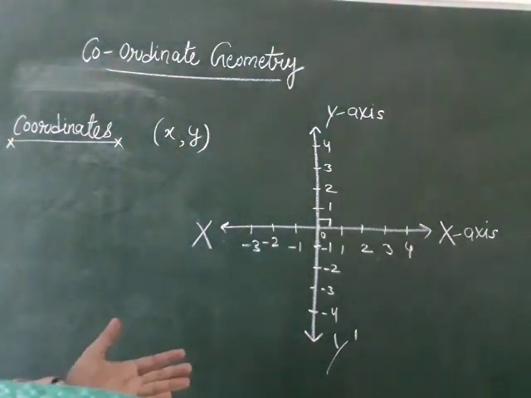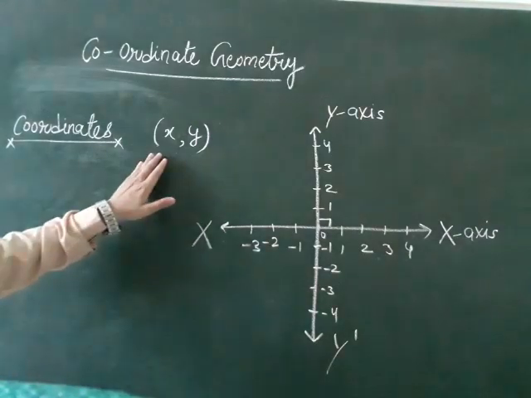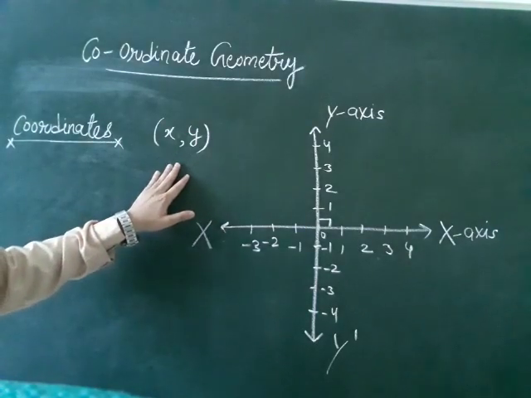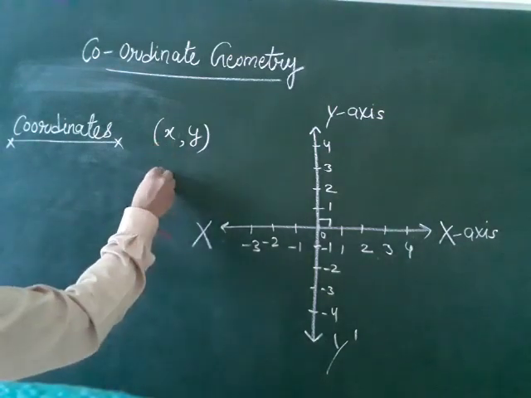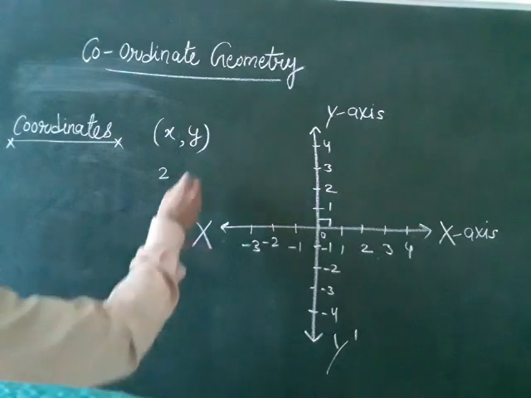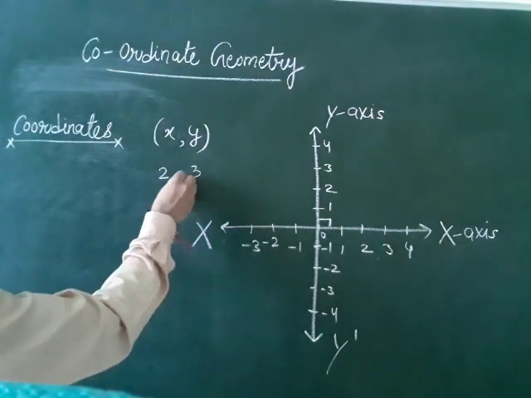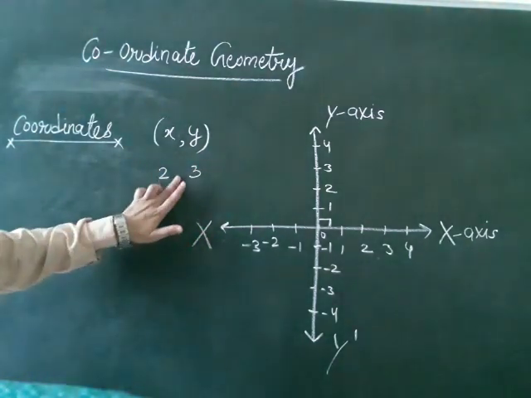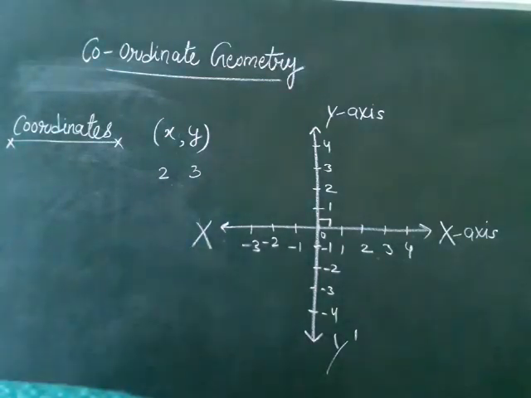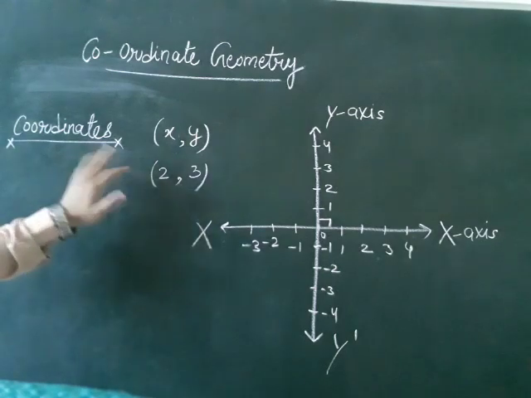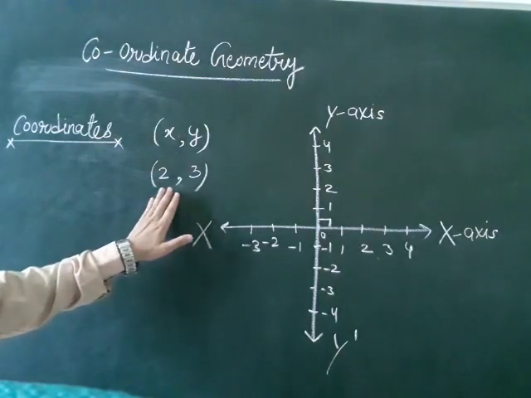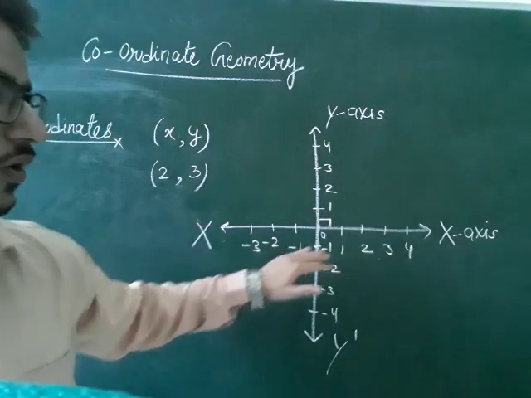We will write any two real numbers, any two integers, in this manner. Suppose x is 2 and y is 3, then we will separate them with the help of a comma. If we do not write the comma, then it will be read as 23. So we separate it by a comma and put it into small brackets. In this manner it will be a coordinate, and we can put this coordinate on the xy plane.